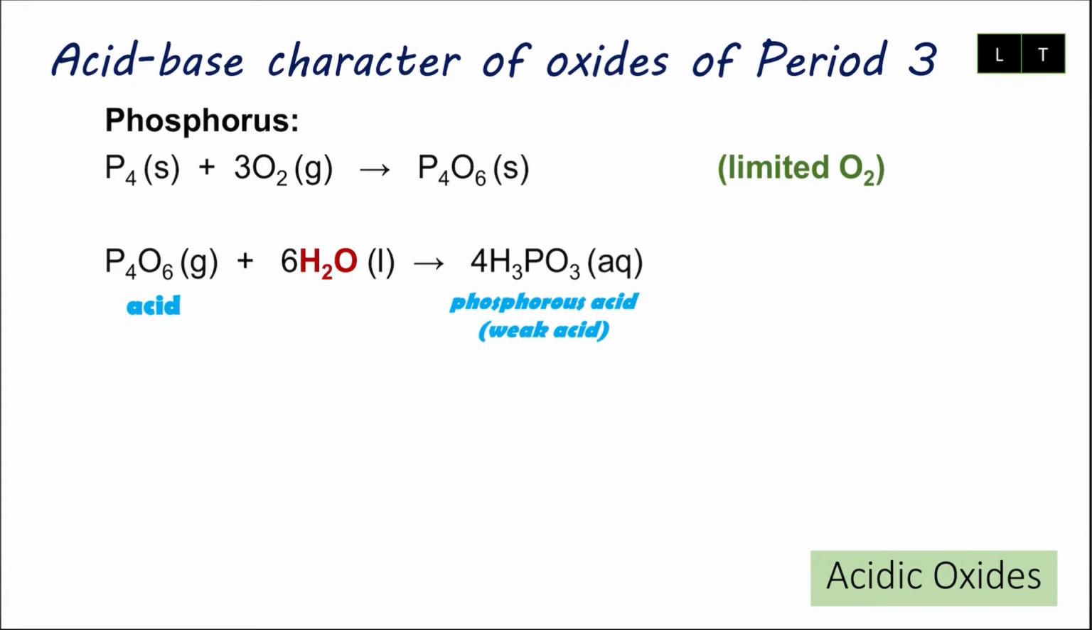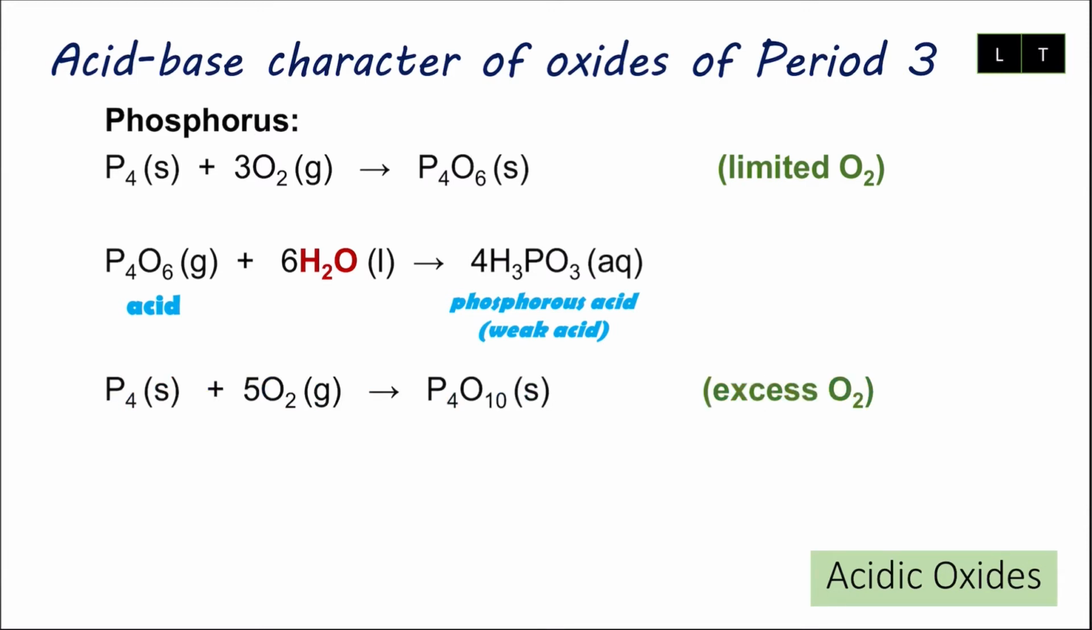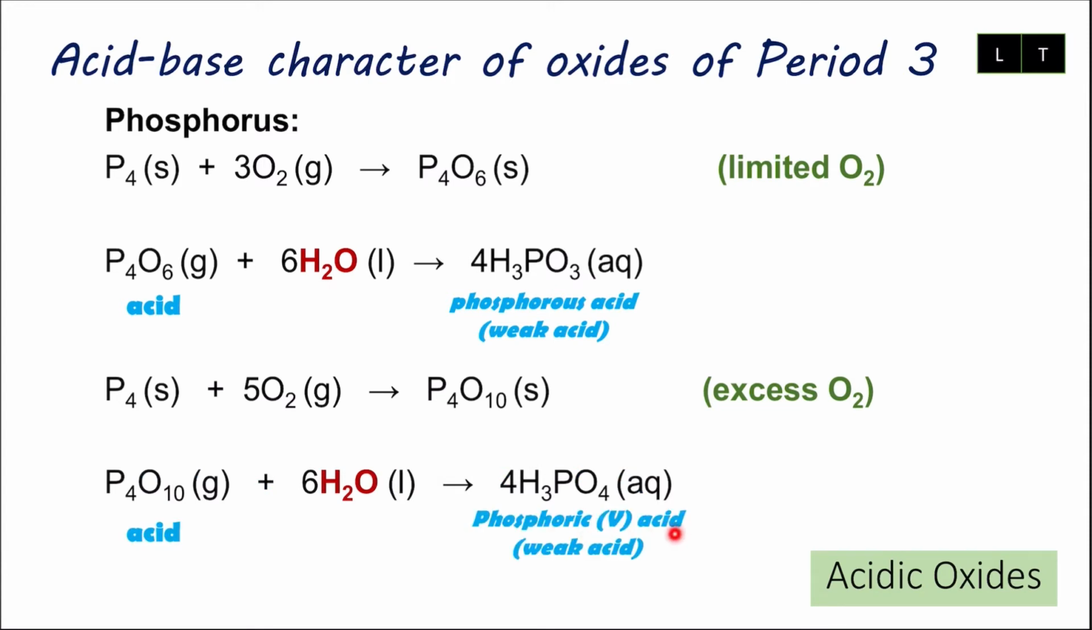However, another part for phosphorus, it can react with excess amount of oxygen to produce P4O10. Then after that, it will react with H2O to form phosphoric V acid. And both of these acid adalah weak acid. So this is for acidic oxide.